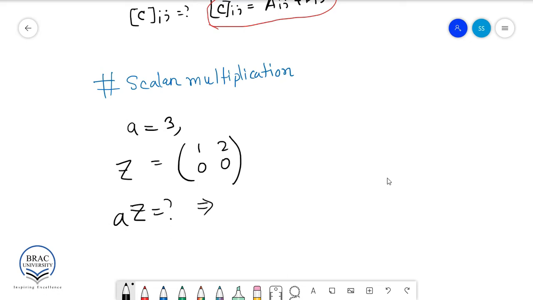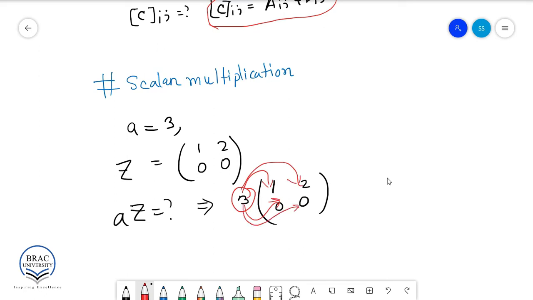So the answer is, you just type 3 here, then you write this matrix out, then you need to multiply this 3 with each of these matrix elements. That is, you multiply 3 with 1, 3 with 2, 3 with 0, and then 3 with this 0. So the result becomes 3 6 0 0. That is the idea for scalar multiplication of matrices.